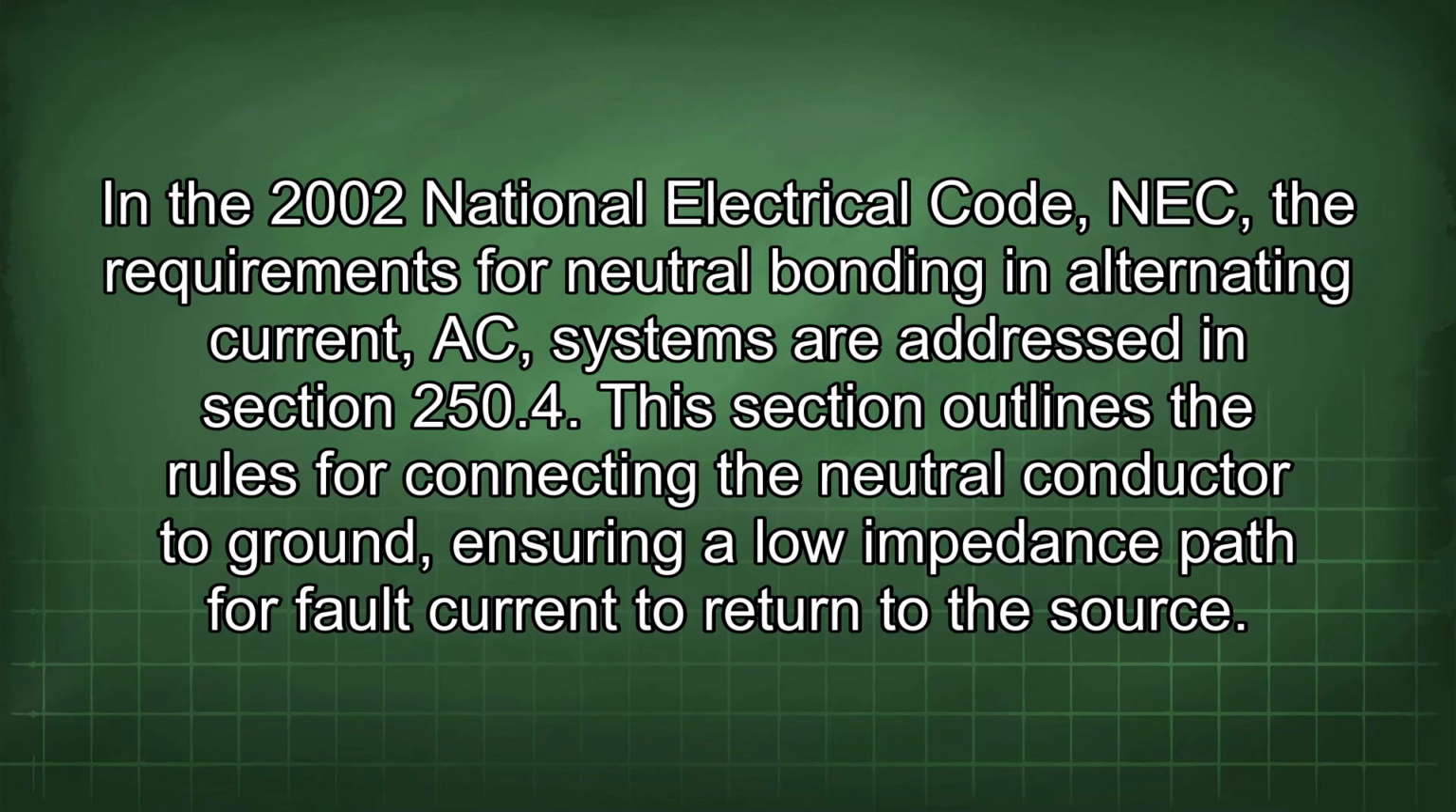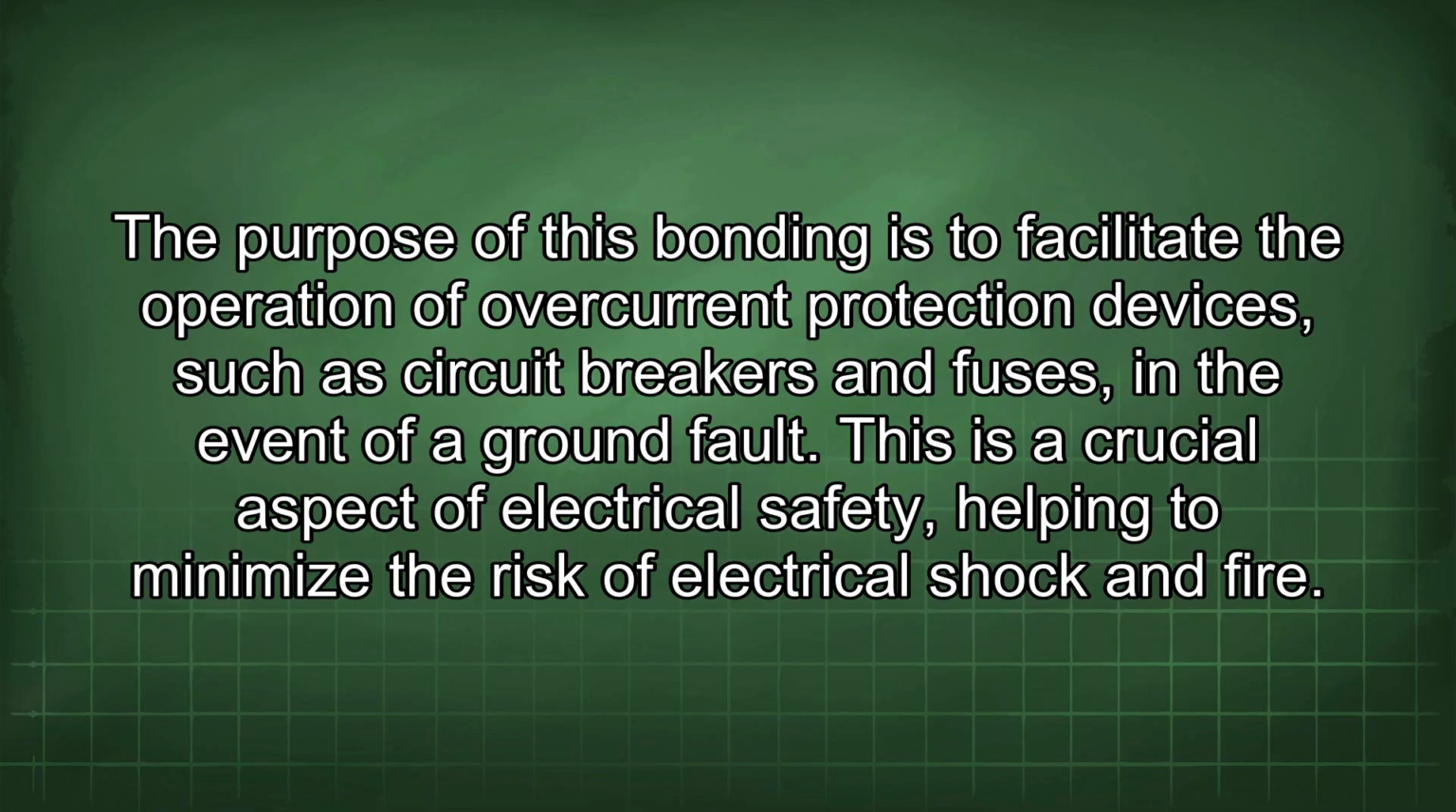In the 2002 National Electrical Code, NEC, the requirements for neutral bonding in alternating current AC systems are addressed in section 250.4. This section outlines the rules for connecting the neutral conductor to ground, ensuring a low impedance path for fault current to return to the source. The purpose of this bonding is to facilitate the operation of overcurrent protection devices, such as circuit breakers and fuses, in the event of a ground fault. This is a crucial aspect of electrical safety, helping to minimize the risk of electrical shock and fire.